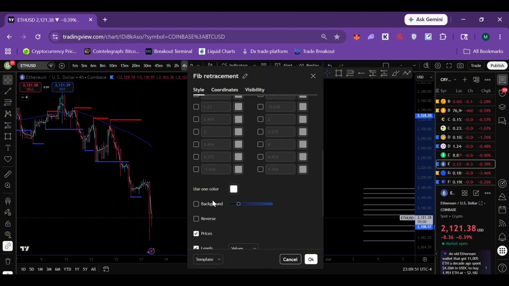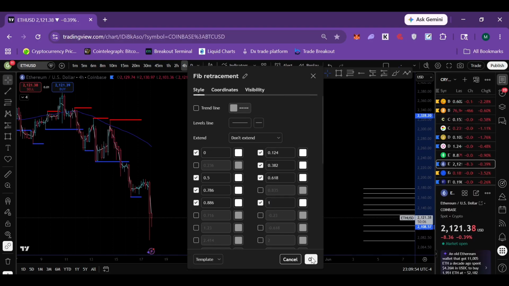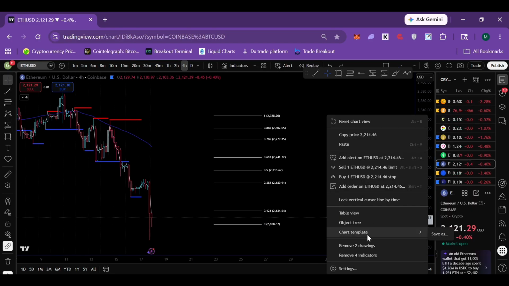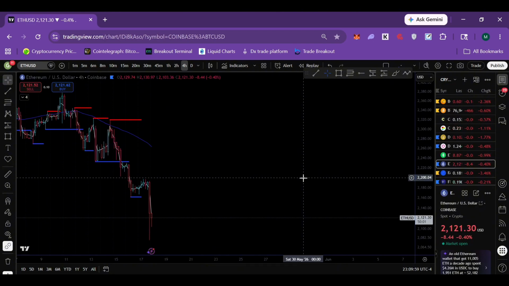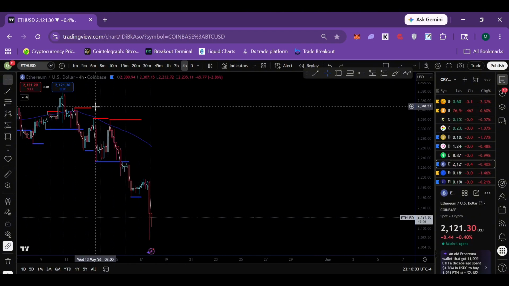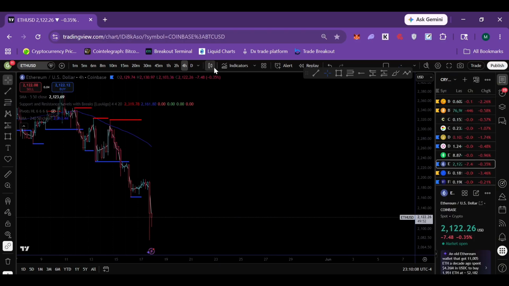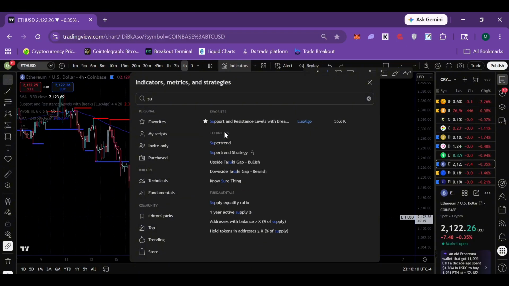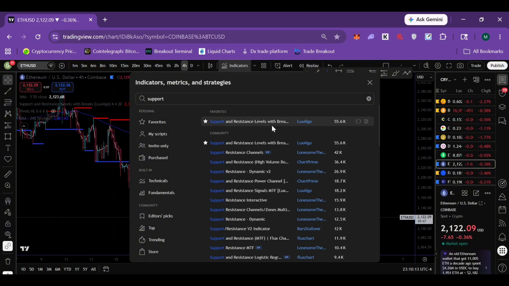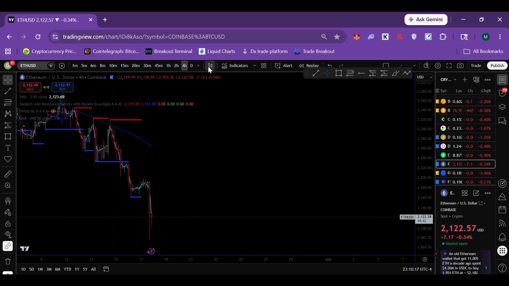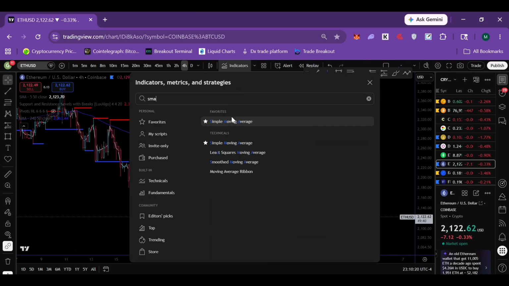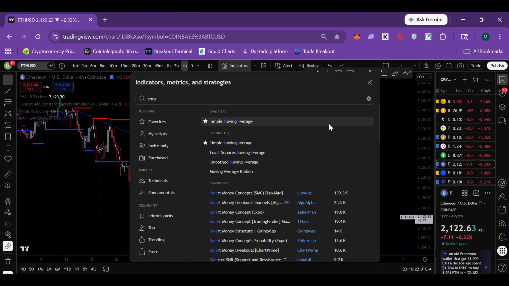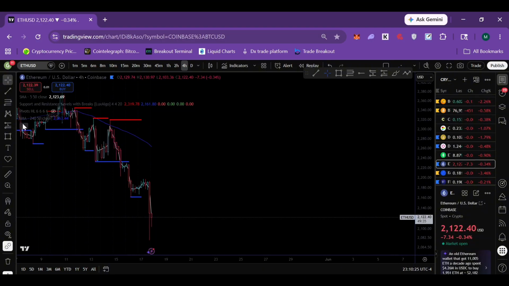And then I always turn off the background and set as one color. Boom. All right. And so I'm going to go over a setup step by step, how I would look at it. And the two tools you will also need is the support and resistance levels with breaks. You need that one. And then you'll need a SMA. You just type in SMA and select simple moving average.